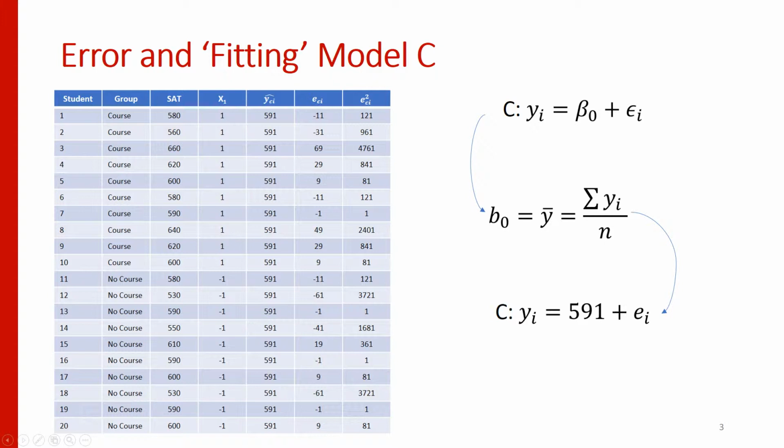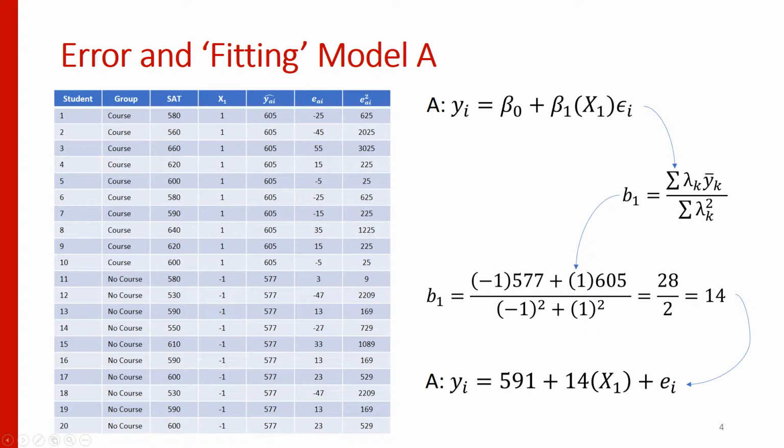And of course, the formula for the mean of y is just we take each y value, we add them together, then we divide by the number of values that there are. If you do that, you get 591. So for model C, we're estimating y as a function of 591 plus some error. So here are our actual y values, people's SAT scores. Everyone gets an estimate of 591 because we're estimating the same constant for each person. And then we get errors, and then by squaring those errors, we can calculate the sum of squared errors.